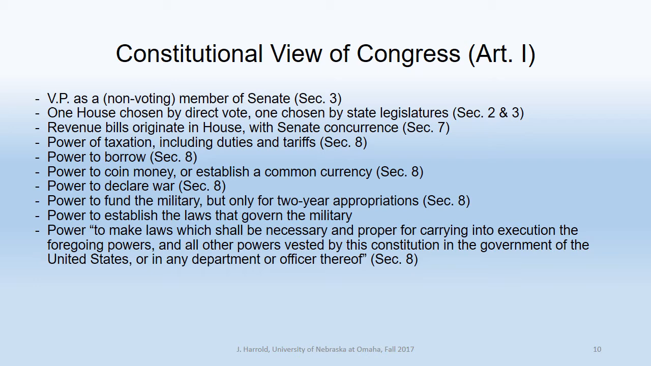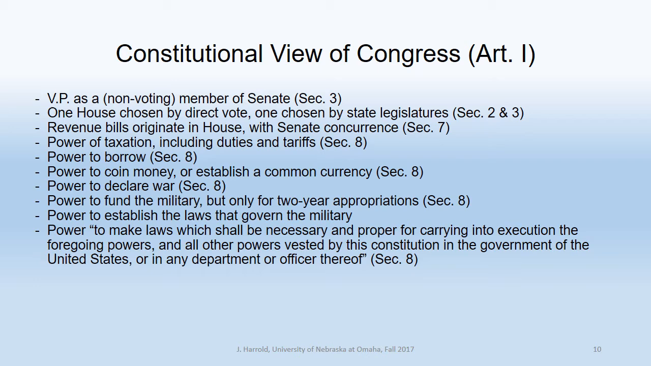So the constitutional view of Congress is that the Senate was selected, not elected, by state legislatures. Only one branch was elected by the people, and the franchise itself was very limited. However, really, that was the only branch of the national government that was elected, the House of Representatives. And so the Congress had the power to tax, the power to borrow, the power to coin money, the power to declare war, the power to fund the military, but only on two-year appropriations, the power to establish the laws that govern the military, and the power to make laws that are necessary and proper for carrying into execution the foregoing powers, that is, of the whole Constitution.